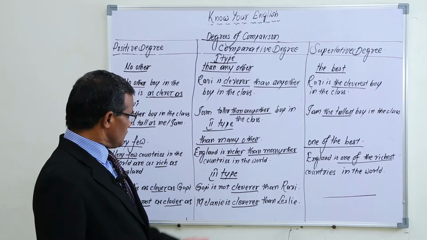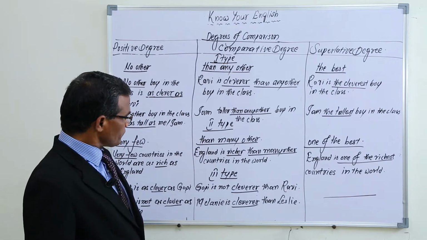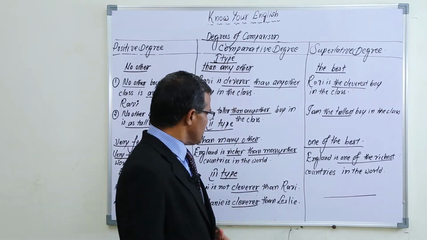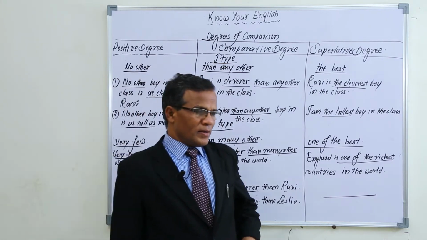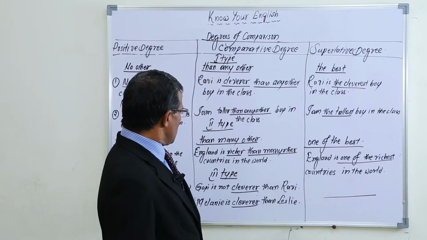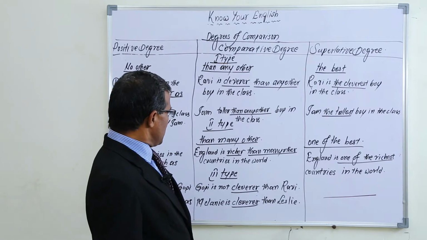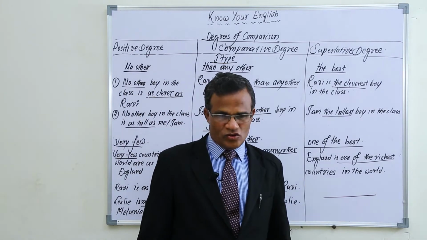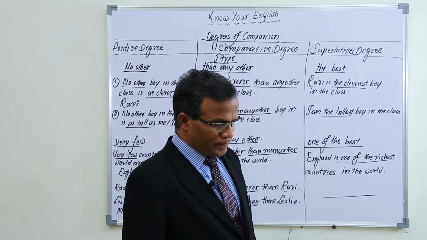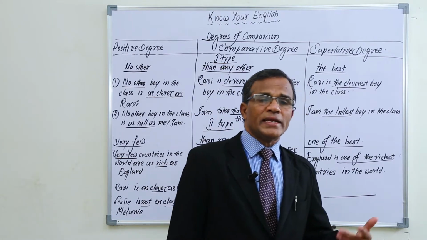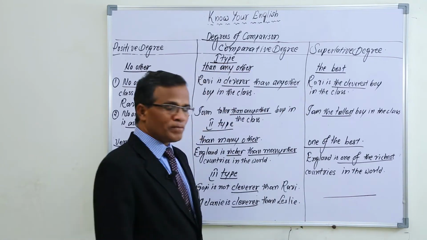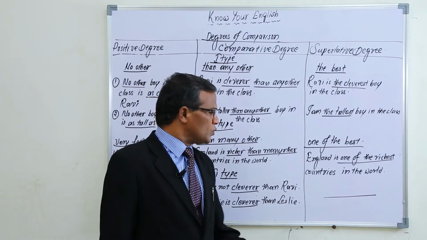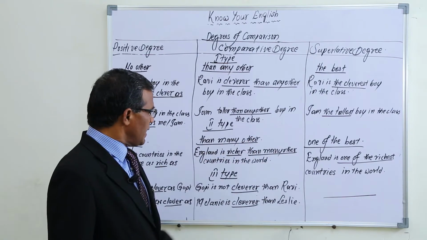Otherwise, sometimes you can use it in this way. If there are very few things of the same quality, we can use these sentences. For example, India is richer than many other countries. Ravi is cleverer than many other students in the class, and in the same way he is taller than many other boys in the class. Like that you can use "than many other."